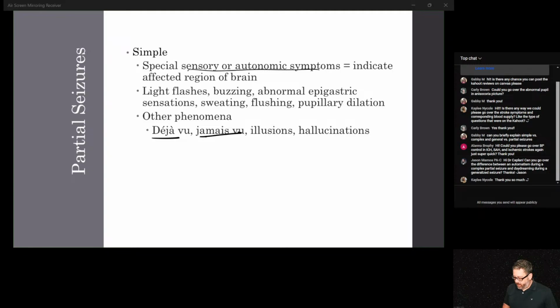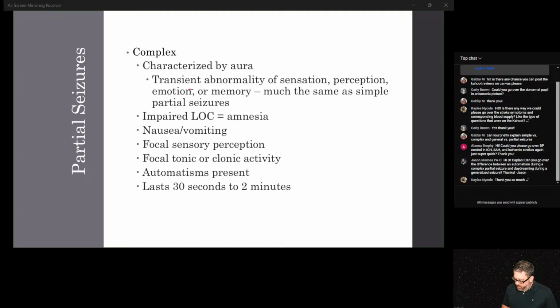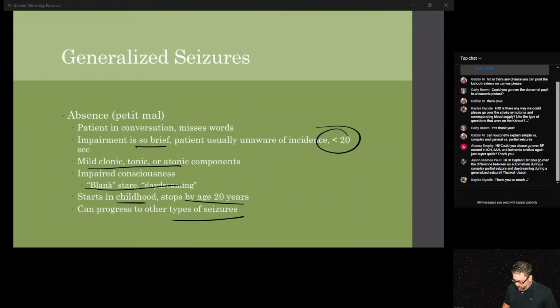This is the answer to the other question too. Complex has an aura, so they have a little bit of abnormality of sensation, perception, impaired loss of consciousness, maybe a little bit of amnesia. They won't remember the event itself. These automatisms we'll talk about in a second. That answers the next question.